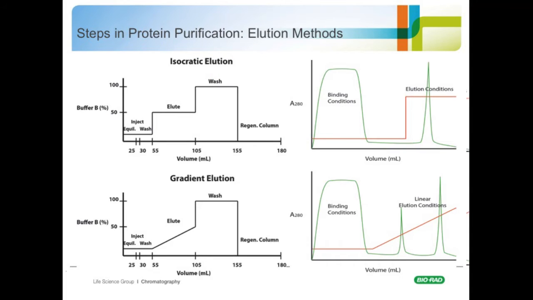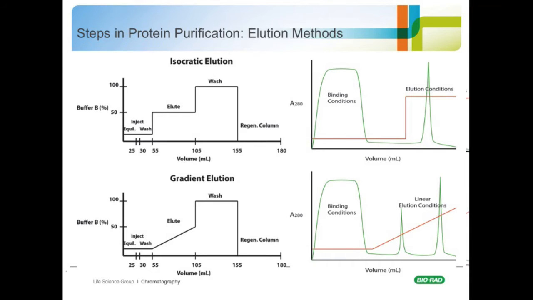So I mentioned that there are several steps in a protein purification procedure. I made reference to the fact that we are going to bind the protein, and then somehow we're going to get that protein back off the column. Well, what we're talking about is elution. And you see there are two different forms of elution represented in the top and bottom of this illustration. So we see isocratic elution and we see gradient elution.